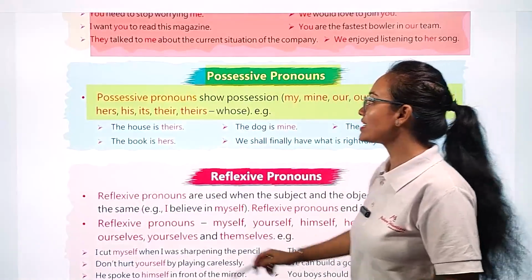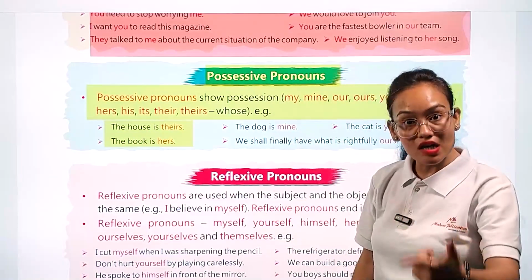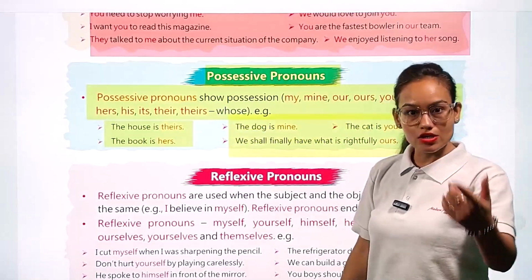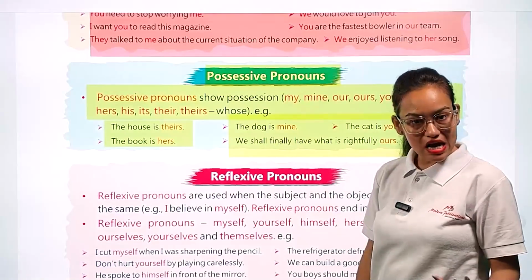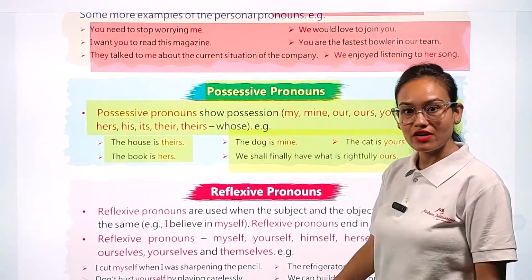Example, you can see, the house is theirs. The book is hers. The dog is mine. The cat is yours. We shall finally have what is rightfully ours. So this is all about possessive pronoun.